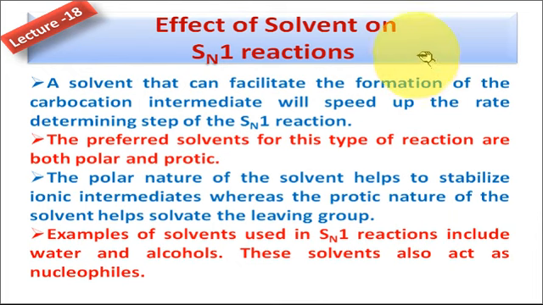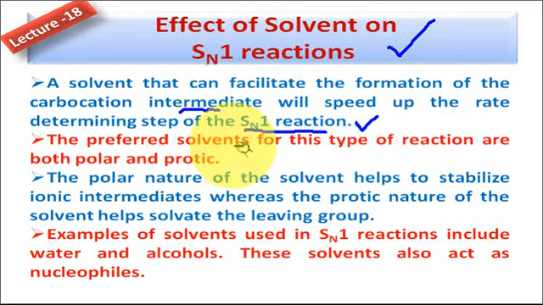Now, the second important point about the SN1 reaction is the effect of solvent on the SN1 reaction. A solvent that can facilitate the formation of the carbocation intermediate will increase the rate of SN1 reaction. That means all the solvents which favor or promote the formation of the carbocation intermediate will increase the rate of SN1 reaction. The preferred solvents for this type of reaction are both polar and protic solvents.